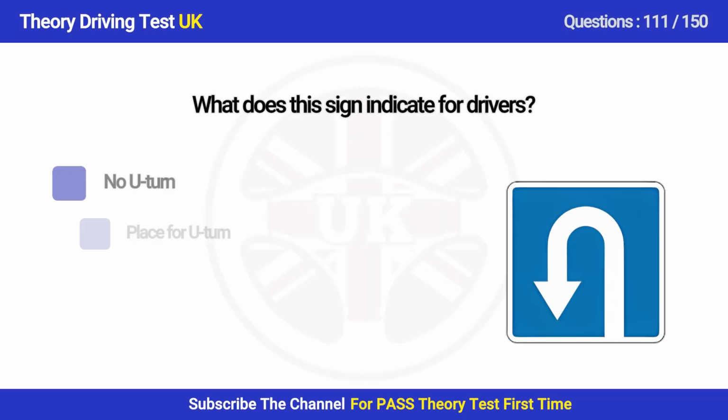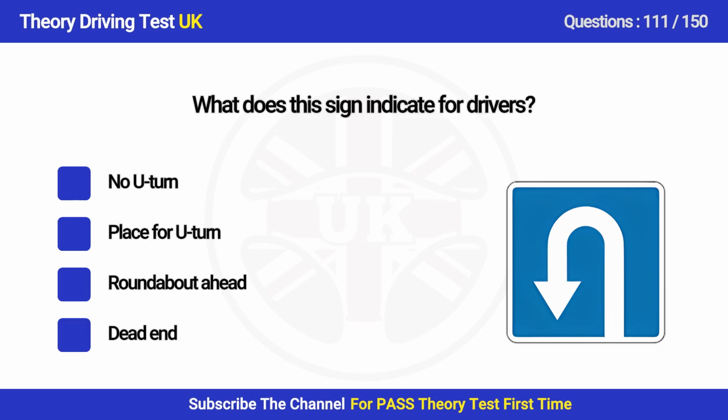Question 111. What does this sign indicate for drivers? A. No U-turn. B. Place for U-turn. C. Roundabout ahead. D. Dead end.